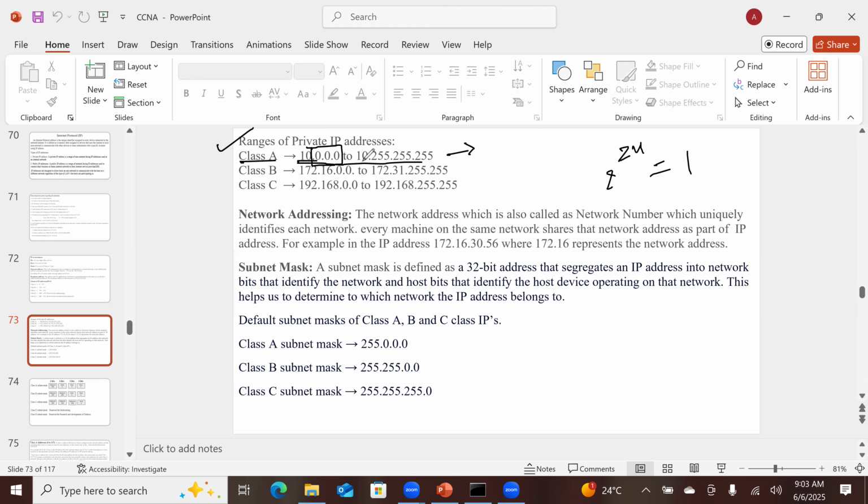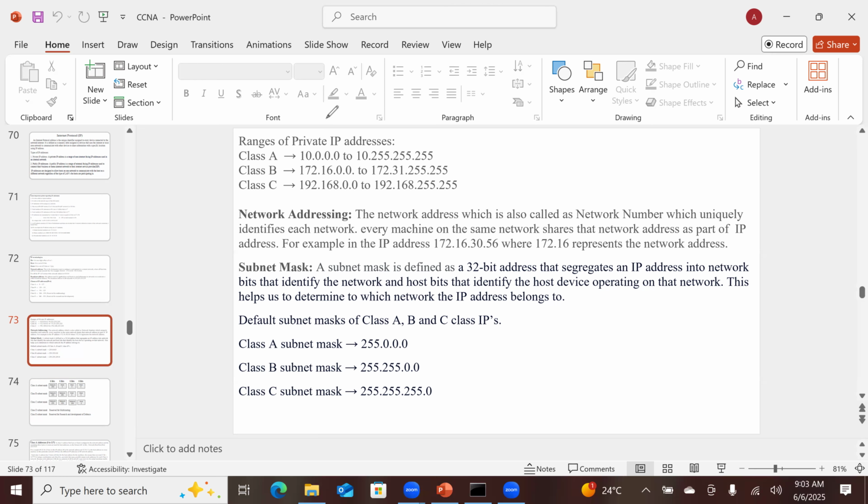Understood? So in this particular network range, we'll be having 1 crore IP addresses. The range starts with 10.0.0.0, which is the network address, to 10.255.255.255, which is the broadcast address. Whatever IP addresses come between this range are called valid IP addresses that we can assign to the host devices.